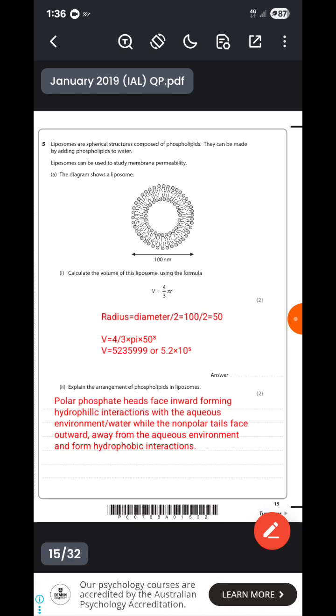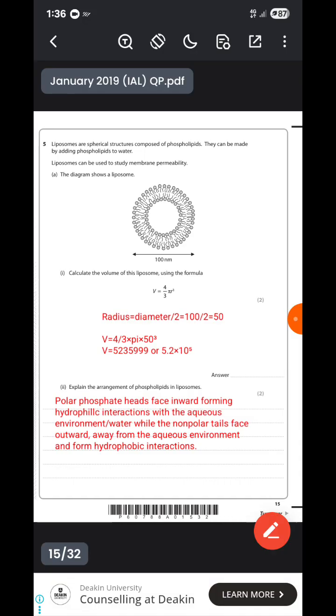Explain the arrangement of phospholipids in liposomes. So the answer is polar phosphate heads face inward, forming hydrophilic interactions with the aqueous environment or water, while the nonpolar tails face outward away from the aqueous environment and form hydrophobic interactions.